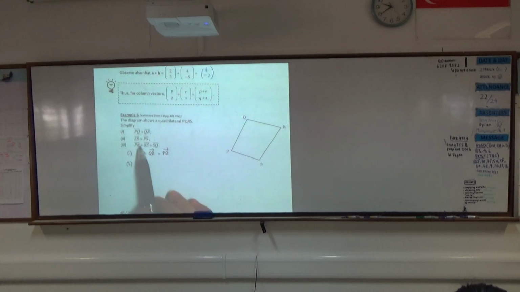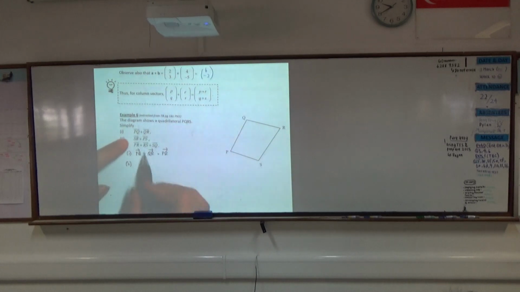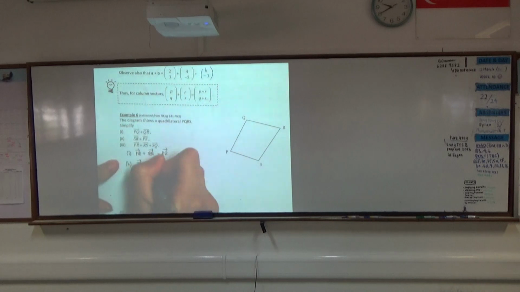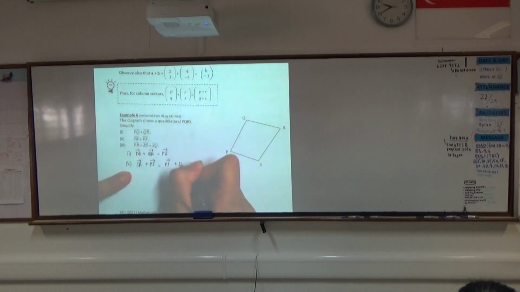Next, for SR plus PS, SR is in this direction and PS is in this direction. We could actually shift the notation around, such that I write it as PS plus SR, and then I get PR.